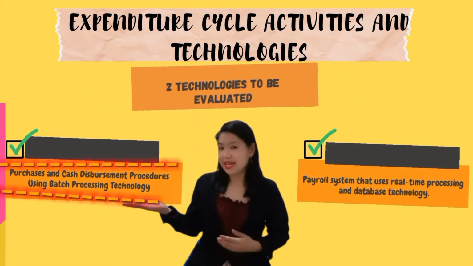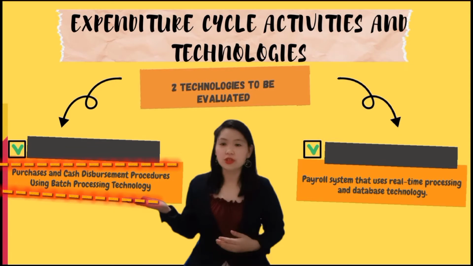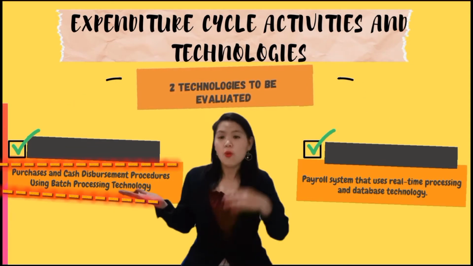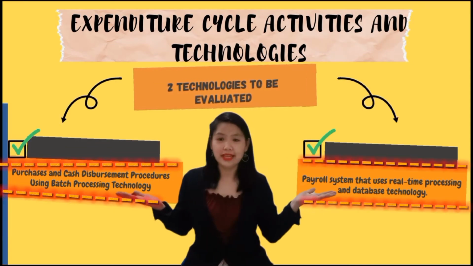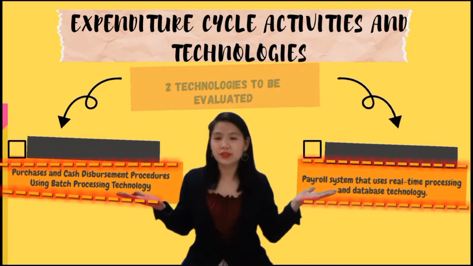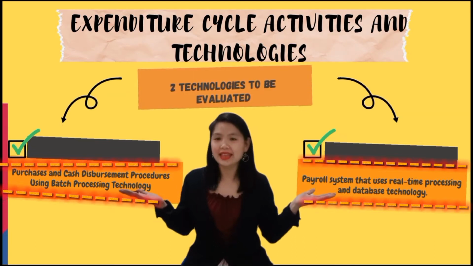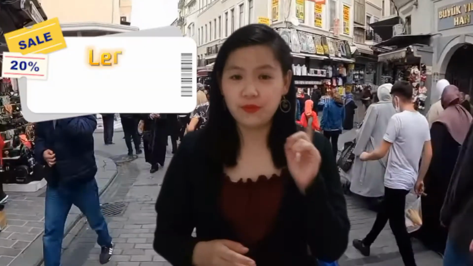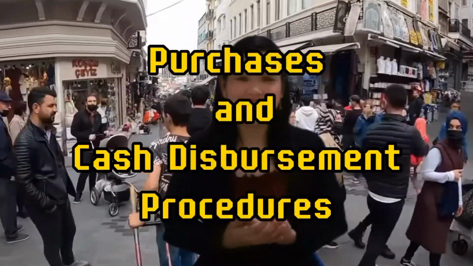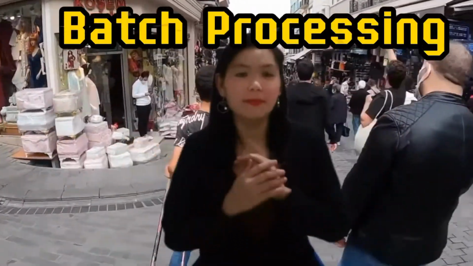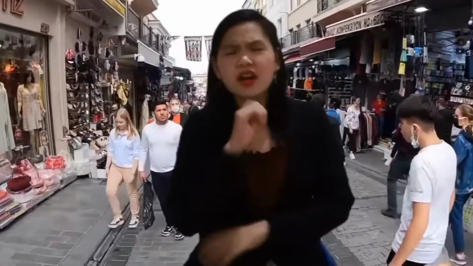First, purchases and cash disbursement procedures using batch processing technology, while the second is the modern payroll system that uses real-time processing and database technology. Let us first begin with purchases and cash disbursement procedures using batch processing technology.